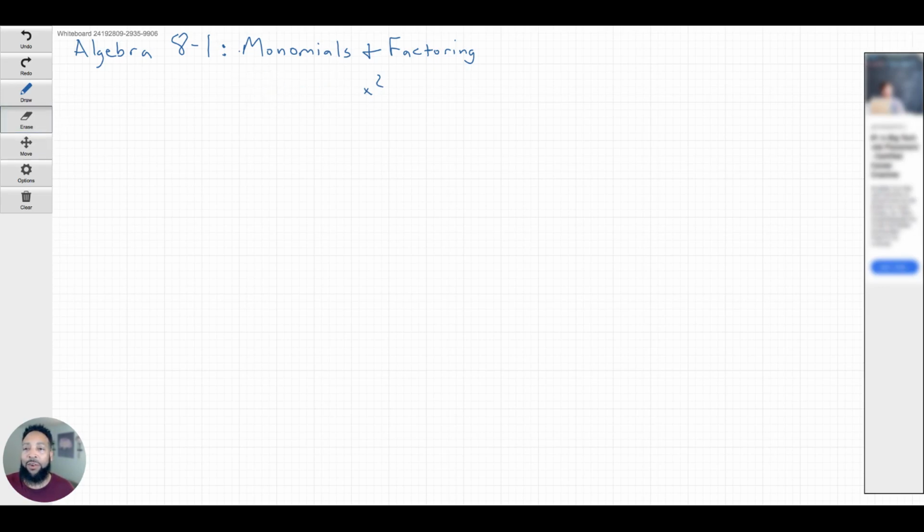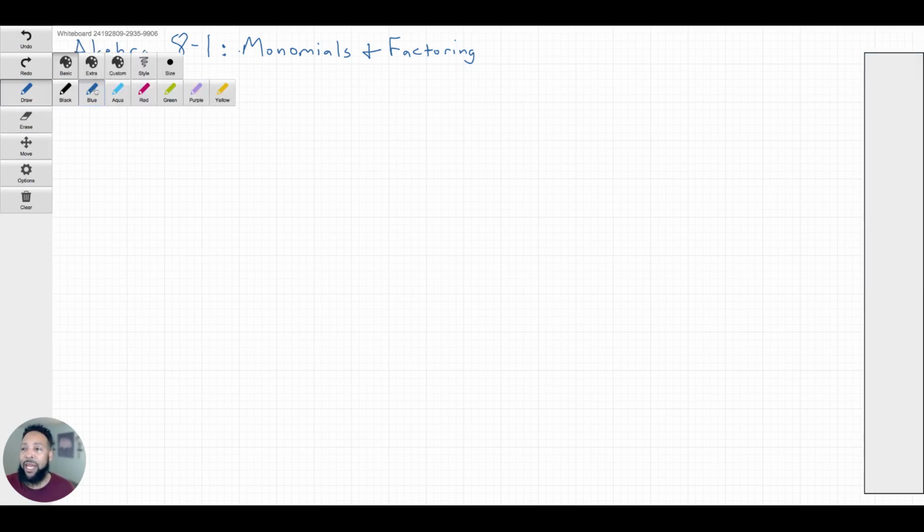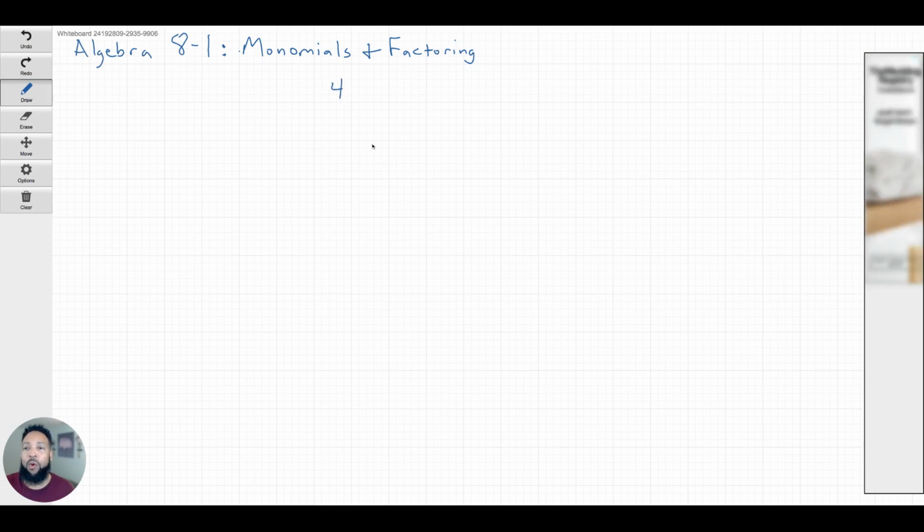So that is the definition of a monomial. Now, when it comes to factoring, what do I mean when I say factoring? Say, for instance, we take the number 4. What numbers can I pull out of 4 in order to multiply them to get 4? So you could say there's 1 times 4, but you can also say there's 2 times 2 equals 4. So the factors of 4 are 1, 2, 4. But what are these numbers? Are they prime numbers? Are they composite numbers? So let's take a look at that.